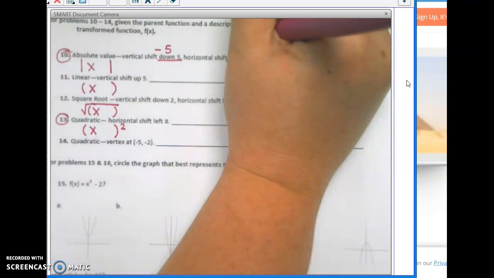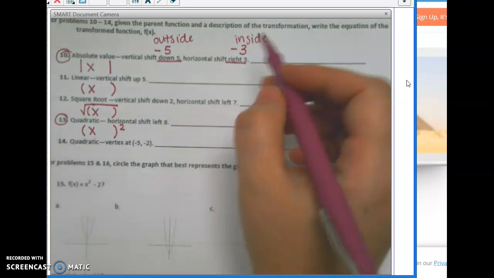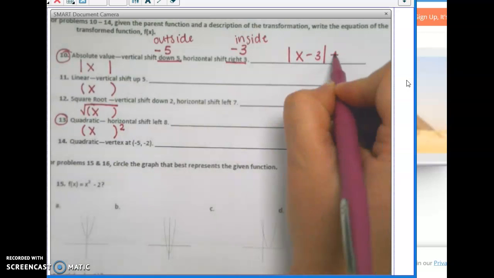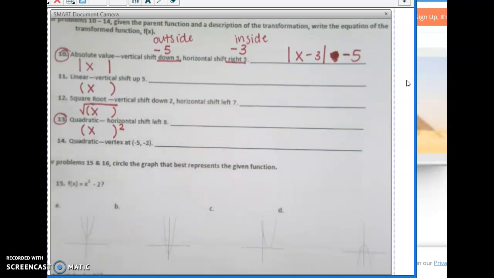Left and right is always inside. Up or down is always outside. So my equation is going to look like the absolute value of x - 3 on the inside, -5 on the outside. And when I'm saying inside and outside, I'm referring to the bar or the parenthesis or the square root sign, whatever symbol is kind of defining that function for what it is.